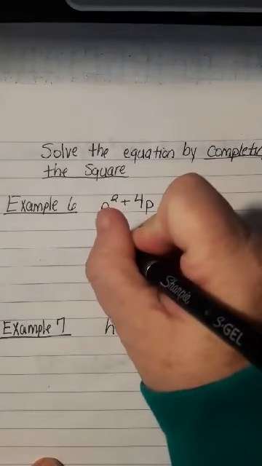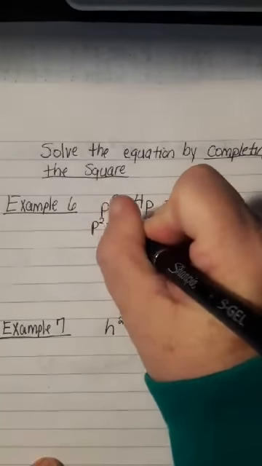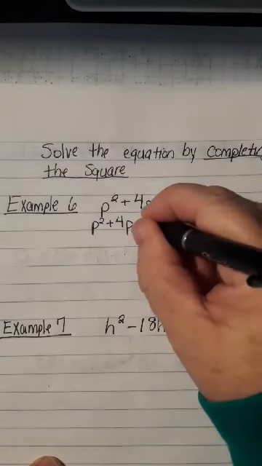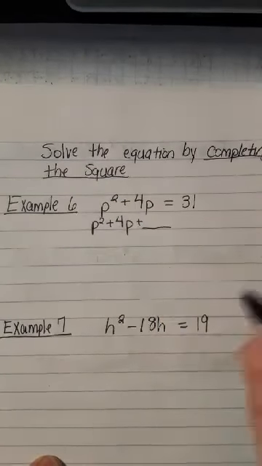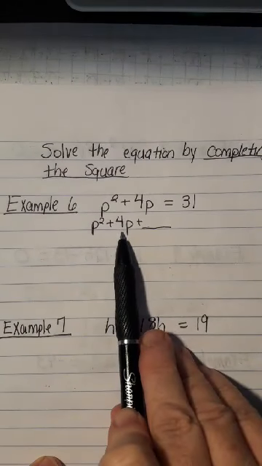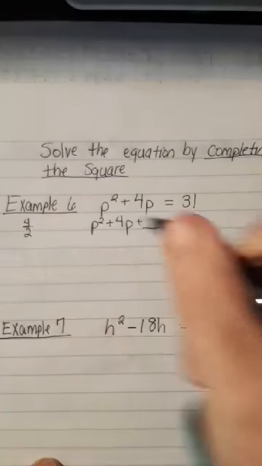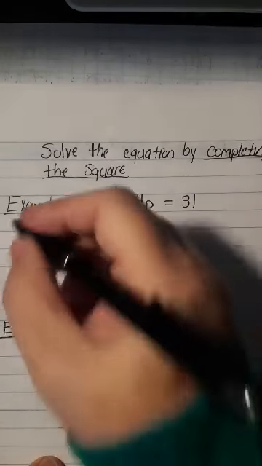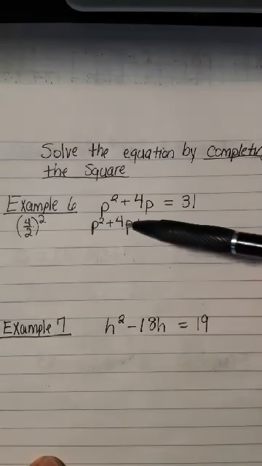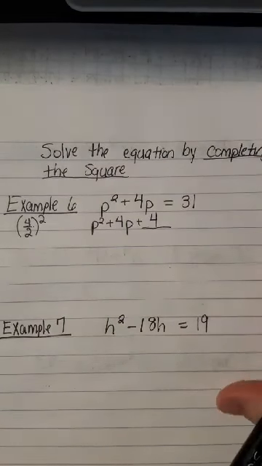So I'm going to come underneath it and rewrite it as p squared plus 4p, and now we want to complete the square right here. So remember, to complete the square, you take half of 4, and I'm going to come over here just so you'll know how I did it. I'm going to take half of 4, and then you've got to square that. Half of 4 is 2, and 2 squared is 4. So to complete the square, you get a 4.